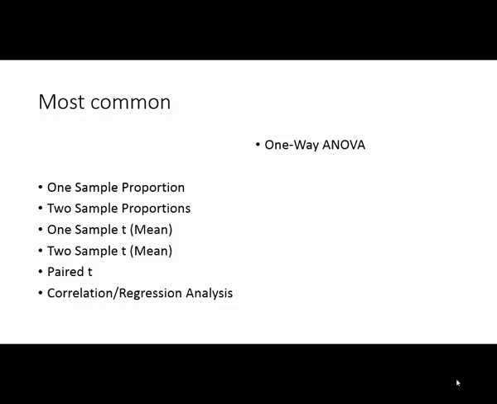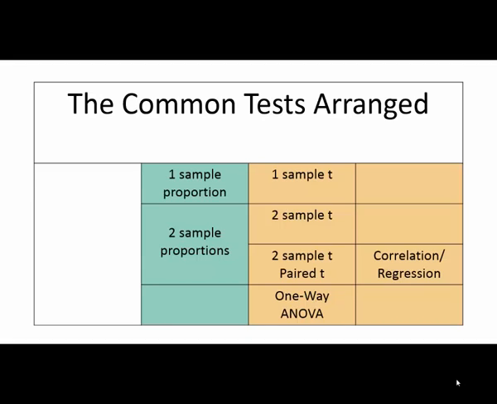I'm going to rearrange these tests to try and make it easier to decide which test is the right one for your research. So, I regrouped the tests in a new arrangement. You'll notice that one of the tests, the two-sample t-test, is listed twice, but I'll explain why in a moment. Let's deal with the big question. How do I determine which test is most appropriate for my research?